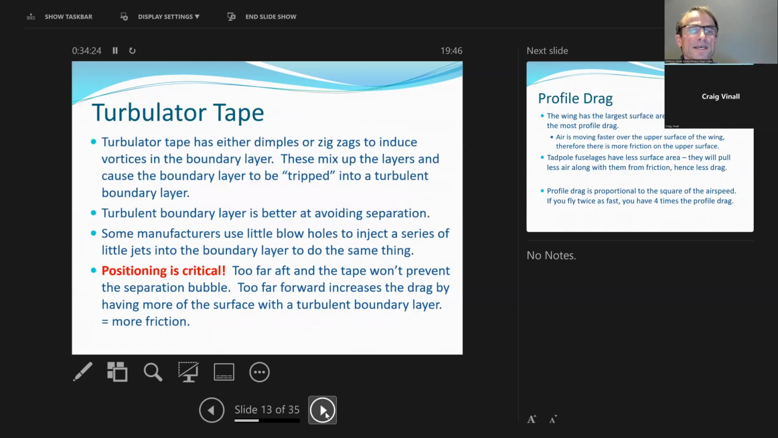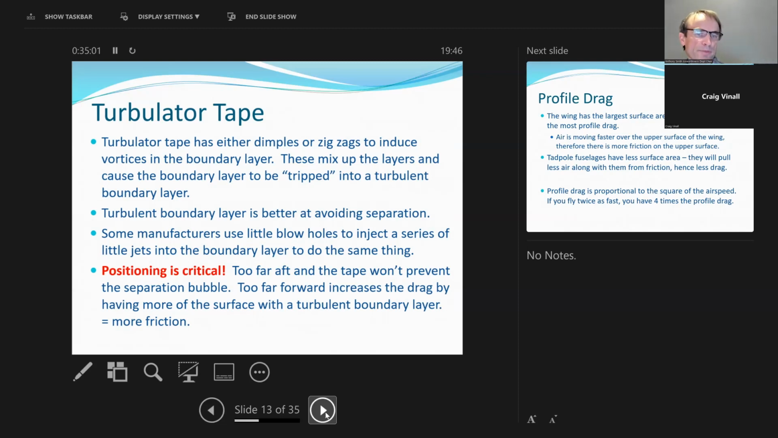So the turbulator tape either has dimples or zigzags, and that's to induce little vortices in the boundary layer and encourage that mixing between the slower layers and the faster layers to have that speed sharing. Some manufacturers have little blowholes. The purpose is exactly the same. They're trying to get the air that's in that laminar boundary layer, which is a few millimetres thick, to mix around a bit and share the higher speed air with the lower speed air down the bottom and vice versa. It's far better at slowing down more equitably.